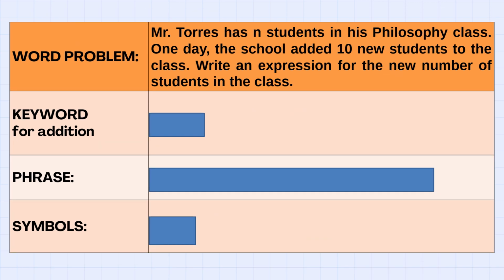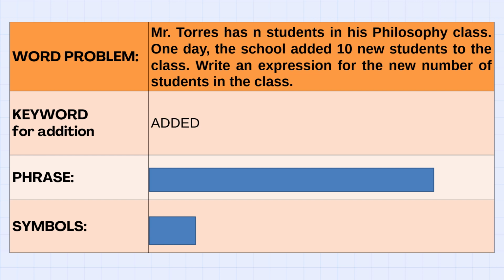Word problem number 4. Mr. Torres has n students in his philosophy class. One day, the school added 10 new students to the class. Write an expression for the new number of students in the class. To understand the problem, we first identify the keyword for addition, and the keyword is added.